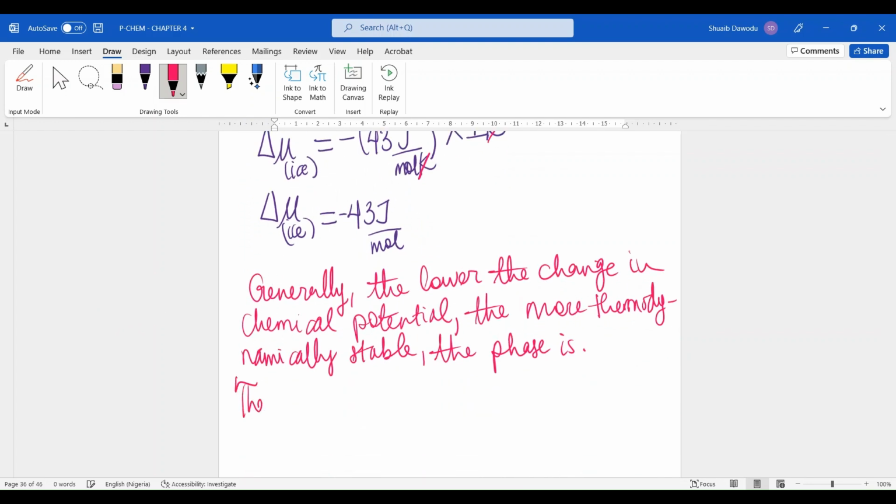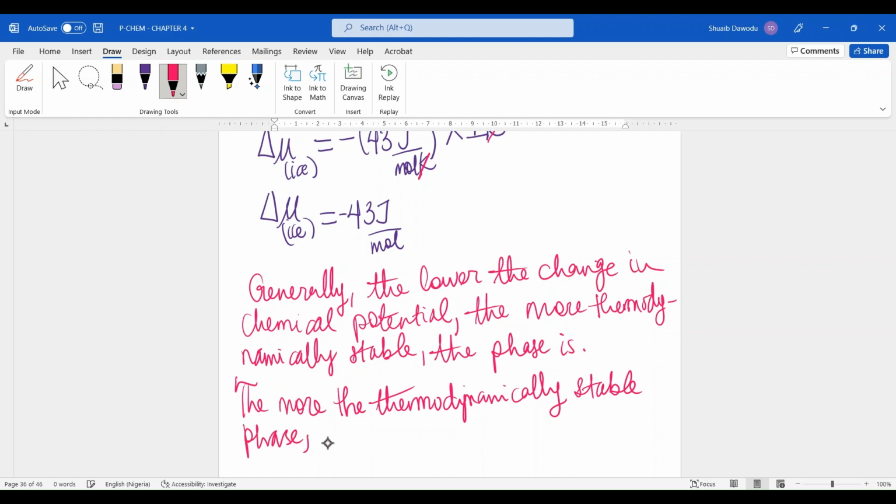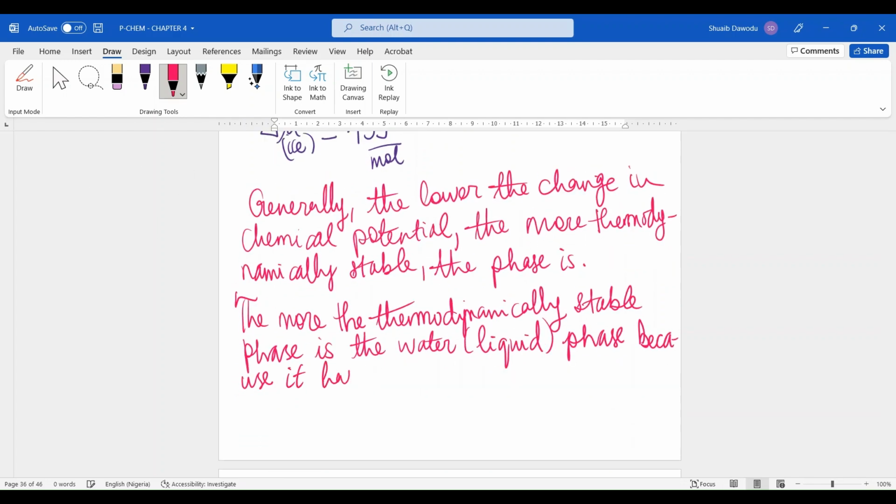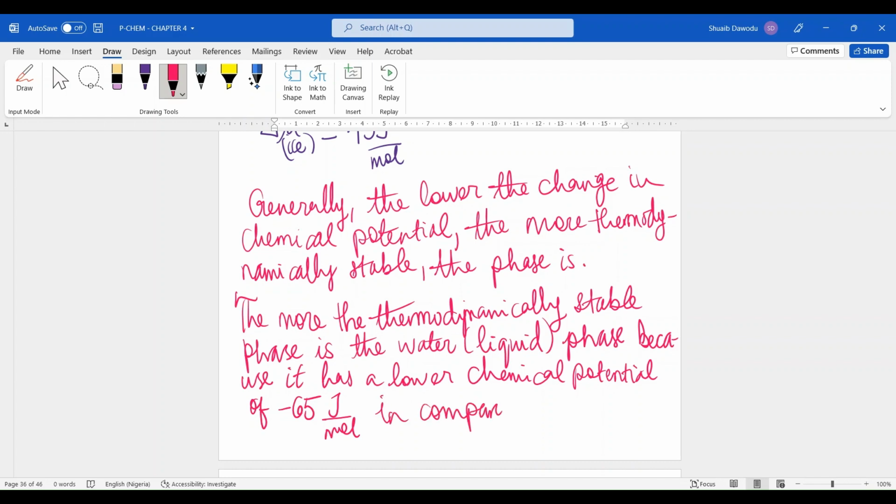So I can write that now. The more thermodynamically stable phase is the liquid water phase, because it has a lower chemical potential of negative 65 joule per mole in comparison to the chemical potential of ice at negative 43 joule per mole. So this is basically how you answer a question like this.